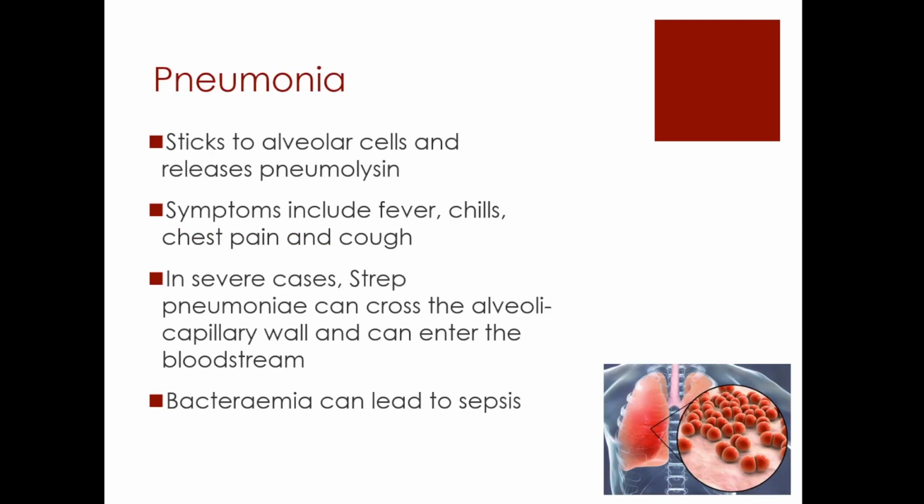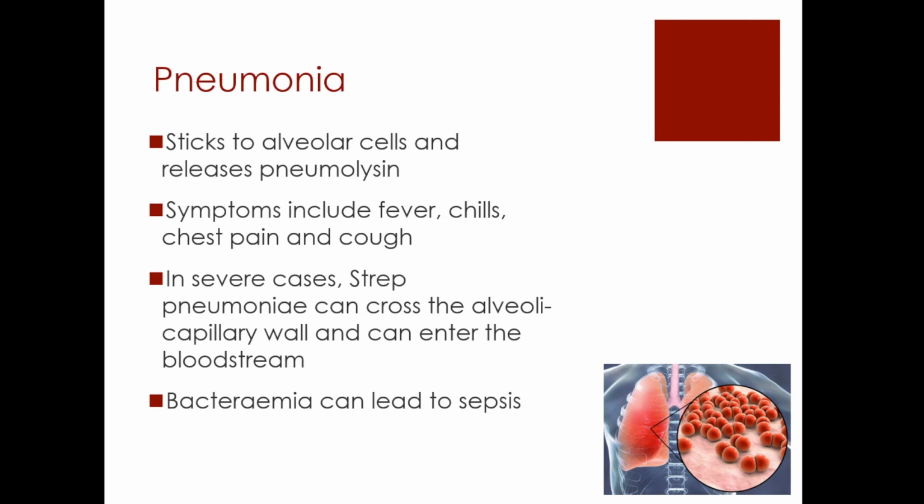But the most common infection it causes is community-acquired pneumonia. The way it does this is it sticks to alveolar cells and releases pneumolysin, which leads to the destruction of the pneumocytes and alveolar capillaries surrounding it. The symptoms of pneumonia will include fever, chills, chest pain, and a cough.